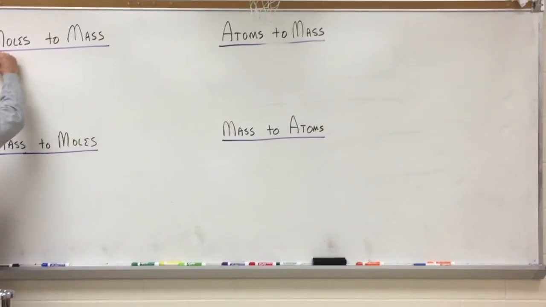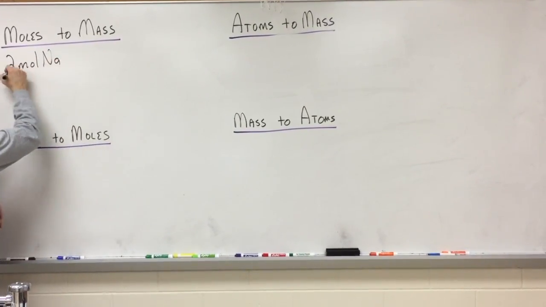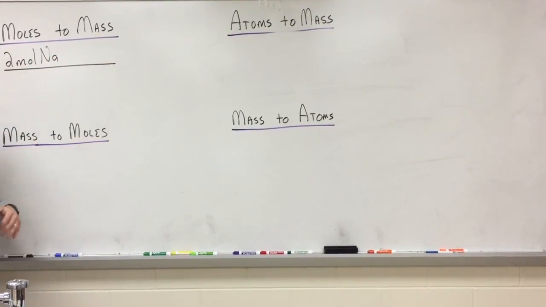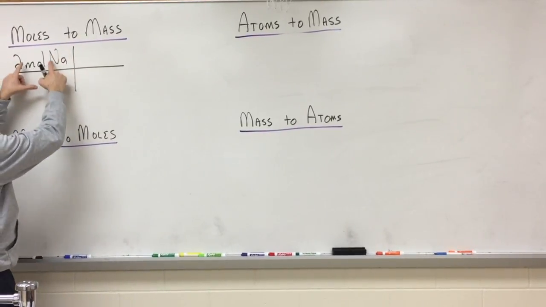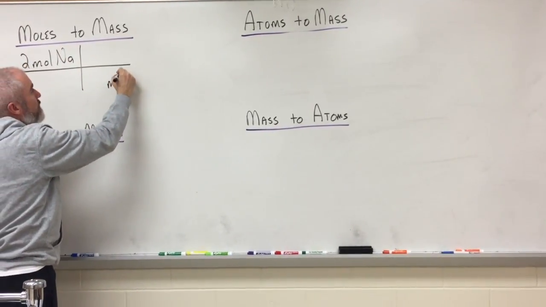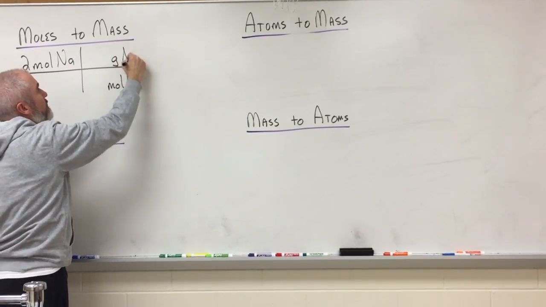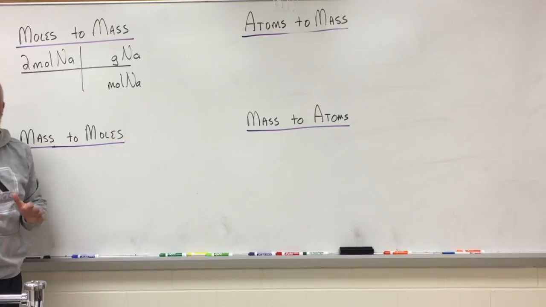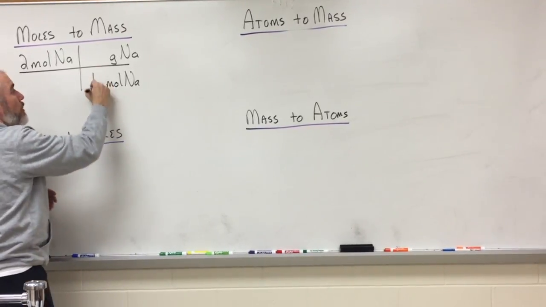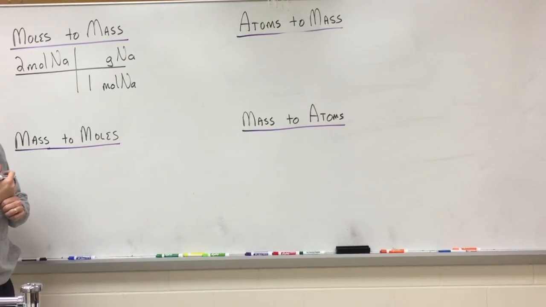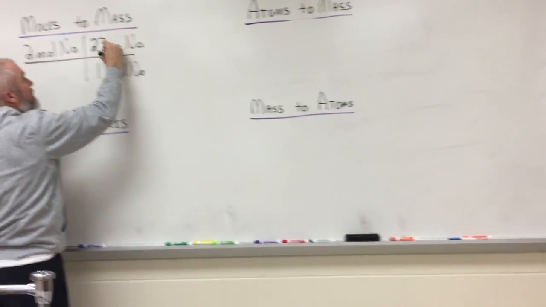Let's start out, let's say that we have a problem asked for 2 moles of sodium. So as always, we make our ladder and we put the information that we know up here. We're going to transfer our units down. Moles of sodium to the mass, which would be grams of sodium. We know the relationship between mass and moles, the molar mass. 1 mole of sodium, according to our periodic table, is 22.98 grams. So we're just going to go ahead and make it 23.